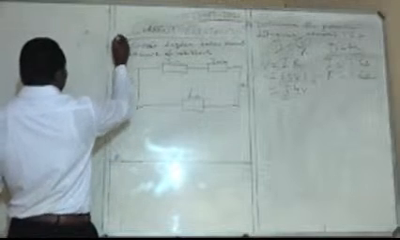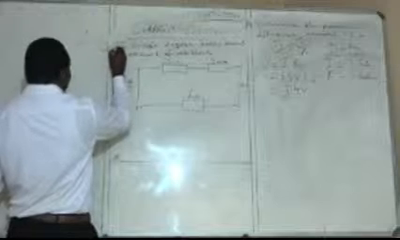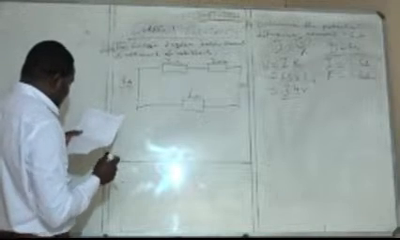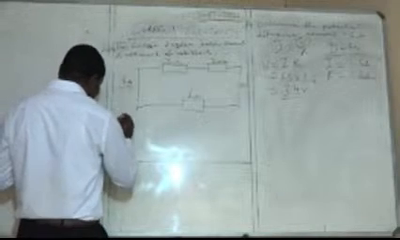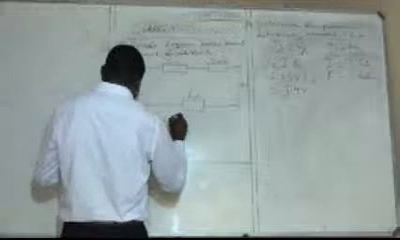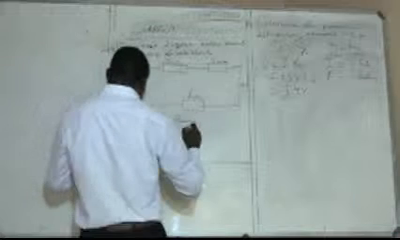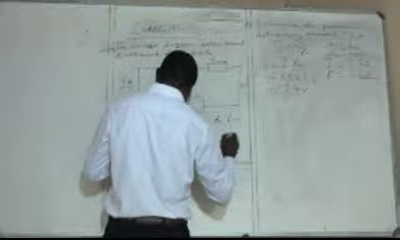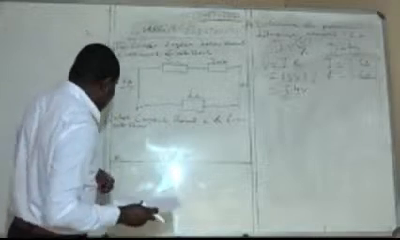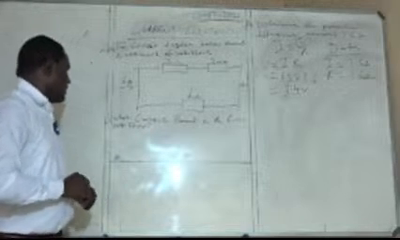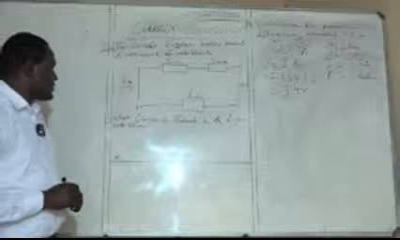This is question 2A, Roman numeral 1. They ask you, what current flows in the 6 ohm resistor? What current flows through the 6 ohm resistor?